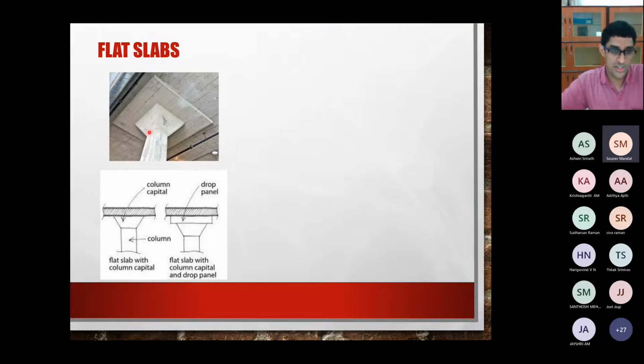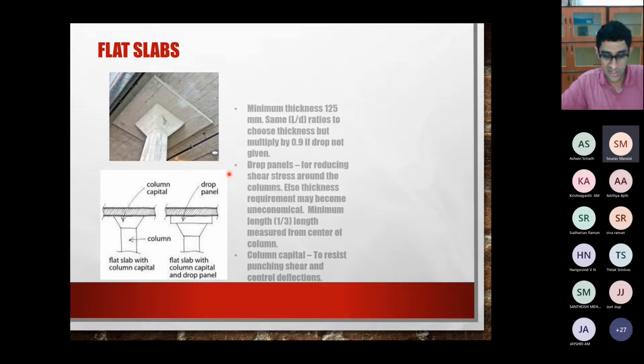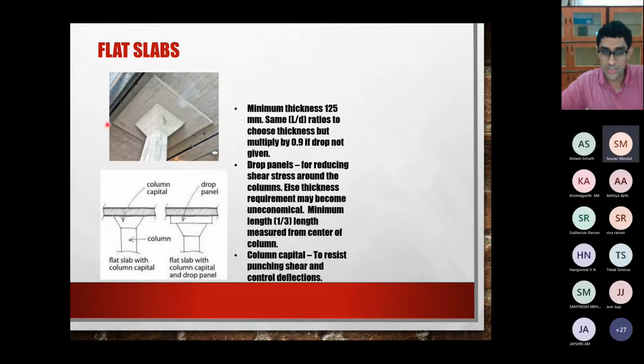So this is a typical support arrangement. We have the column, and you may thicken the column at the top. This thickened part of the column is known as a column capital, and the part beneath the slab, which is made a little bit of a wider area, is known as a drop panel. These drop panels and column capitals are mainly given to prevent this punching shear. There are some dimensions and restrictions specified in IS 456. At the end I'll show you IS 456 also.